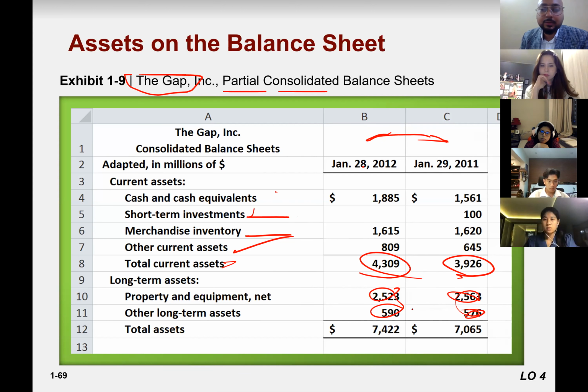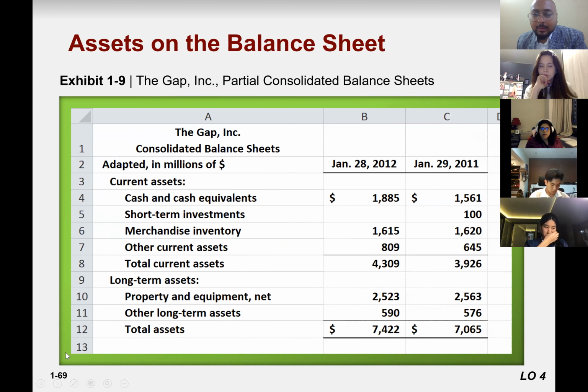See? So this is total assets. How we write it down, the categories of the balance sheet. And did you notice something? That current assets are written first and then long-term assets are written. Is there any order here?